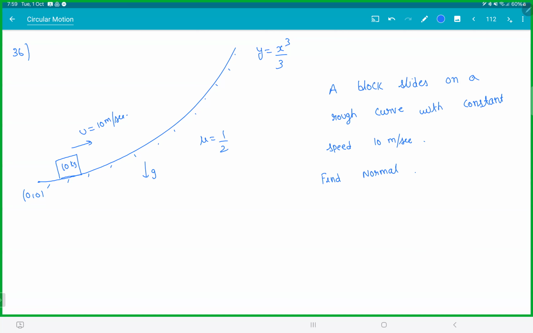Find normal reaction and friction at x is equal to 1. Let's get this.